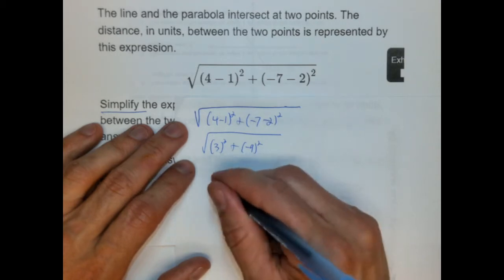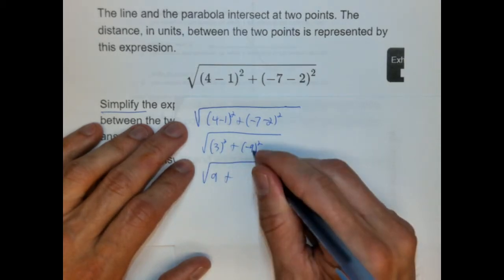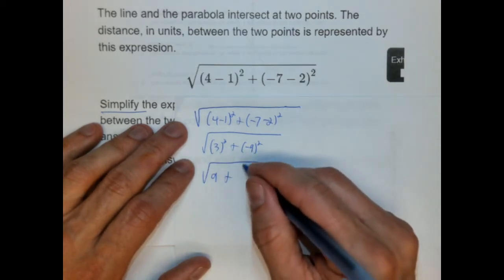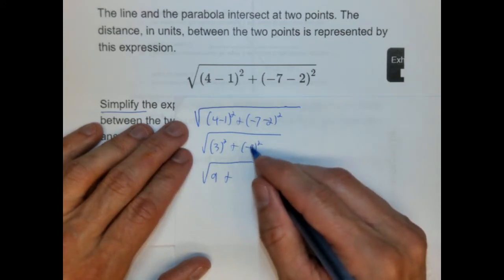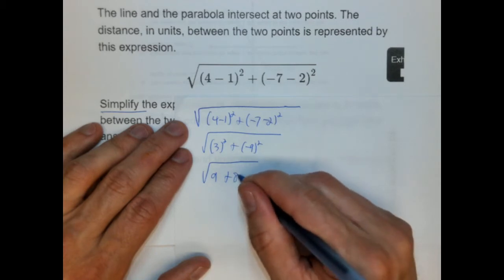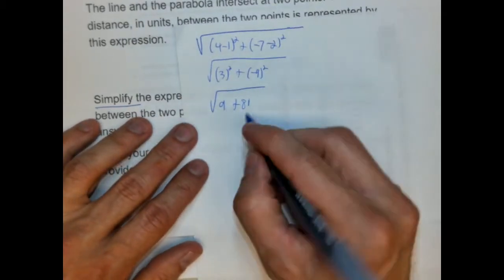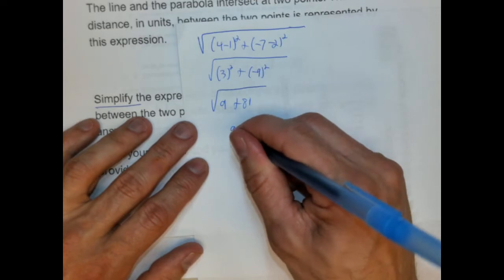So 3 squared is 9. And negative 9 squared is going to be positive 81. Because negative 9 times... That's not negative 9 times 2. Don't forget. That's not times 2. It's multiplied by itself. So negative 9 times itself is positive 81. Okay, so 9 plus 81 is 90.